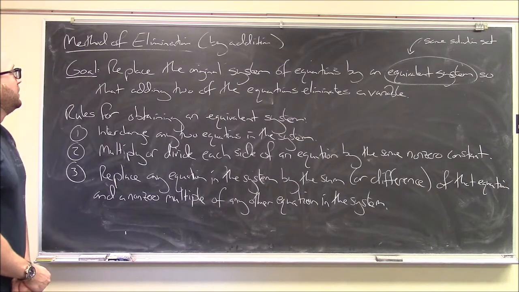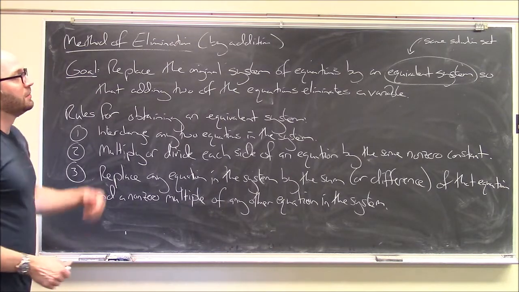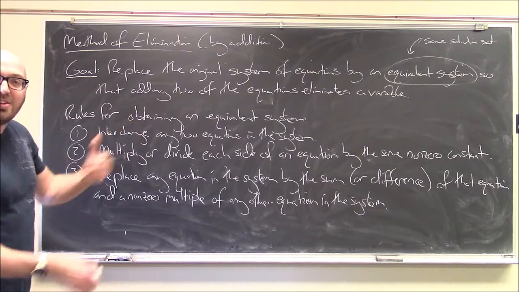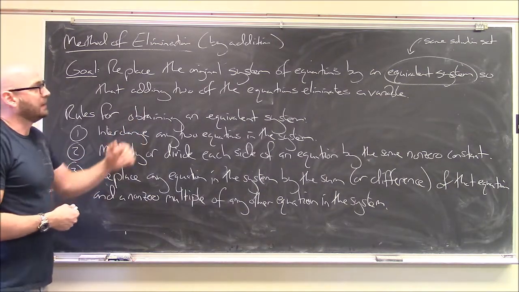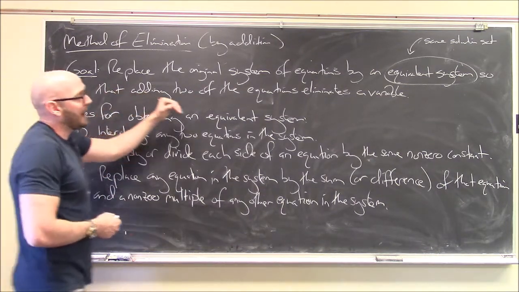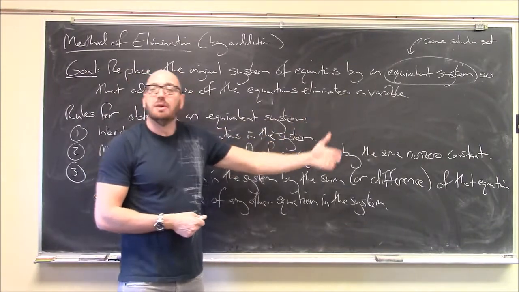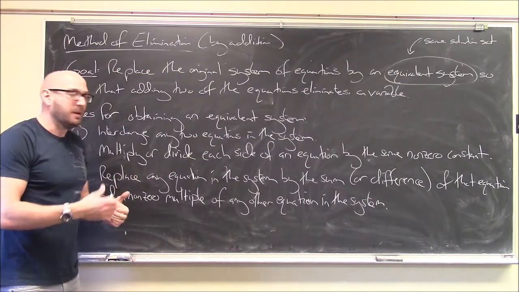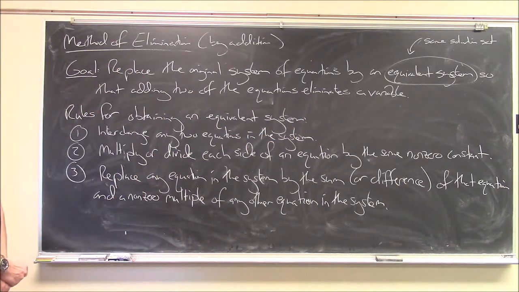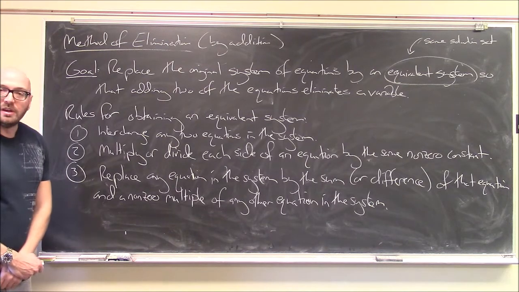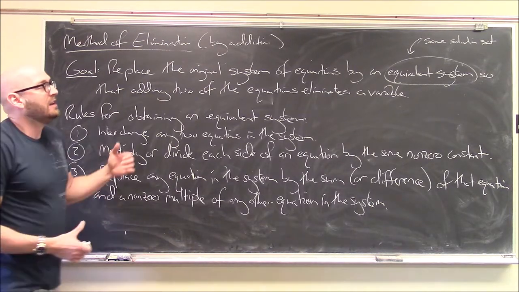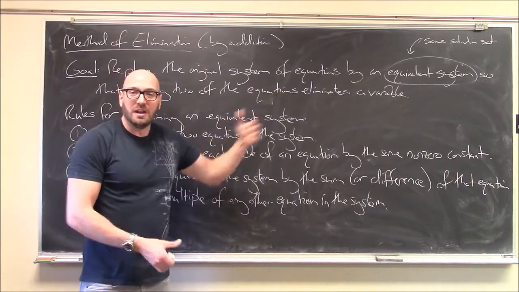And we're going to replace the original system of equations by an equivalent system that's easier to read off the solutions of. And our equivalent system should be so that when we add two of the equations together, we're eliminating a variable. Once we've eliminated it, then it's very easy to read off the solutions. And there's a few rules for how we can do this, right? We can't just replace our system of equations with any old other system.